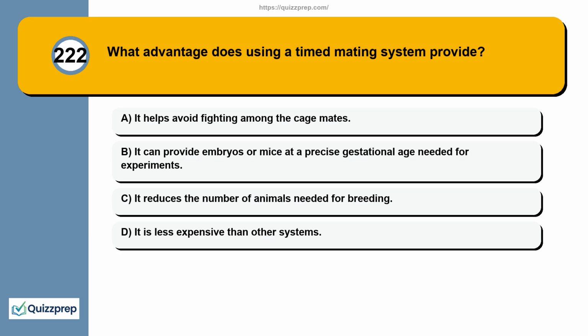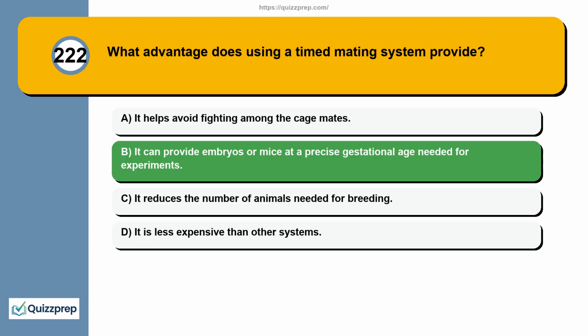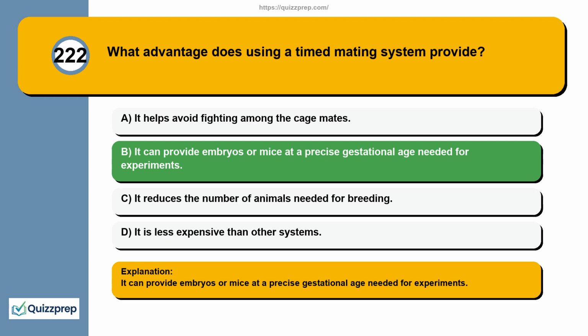Question 222. What advantage does using a timed mating system provide? Option A. It helps avoid fighting among the cage mates. Option B. It can provide embryos or mice at a precise gestational age needed for experiments. Option C. It reduces the number of animals needed for breeding. Option D. It is less expensive than other systems. The correct answer is option B. It can provide embryos or mice at a precise gestational age needed for experiments.